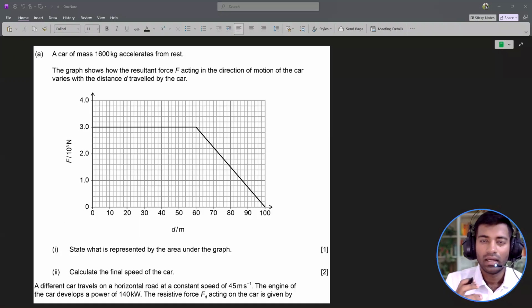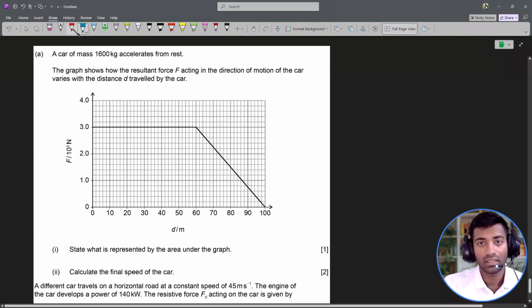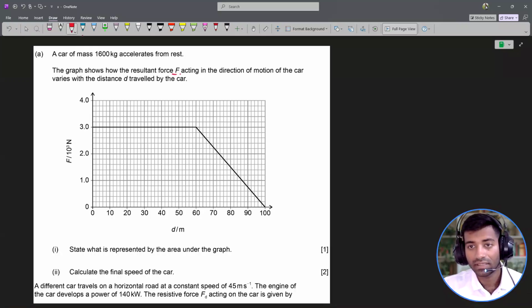Now, IBDP loves to ask this question. They've been repeating this question almost once every 2 to 3 years. So when you have a force versus displacement graph, the area under the graph will always produce the work done by the force. Now, F is the resultant force acting on the car. So the area represented by the graph will be work done by resultant force.